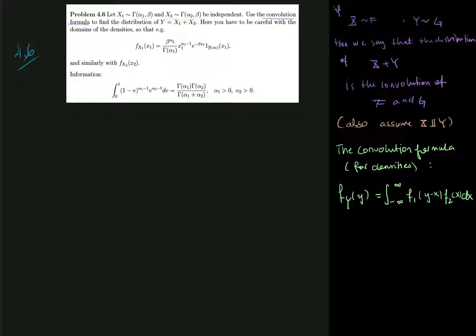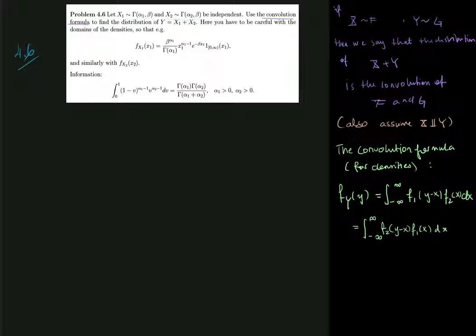Now note here that the sums are symmetrical, right? So I could have said y is equal to x1 plus x2, but I could also have said y is equal to x2 plus x1. So in any case, the convolution formula also gives us that the density of y can be written as the density of x2 evaluated in y minus x multiplied by the density of x1 evaluated in x, integrated with respect to x.